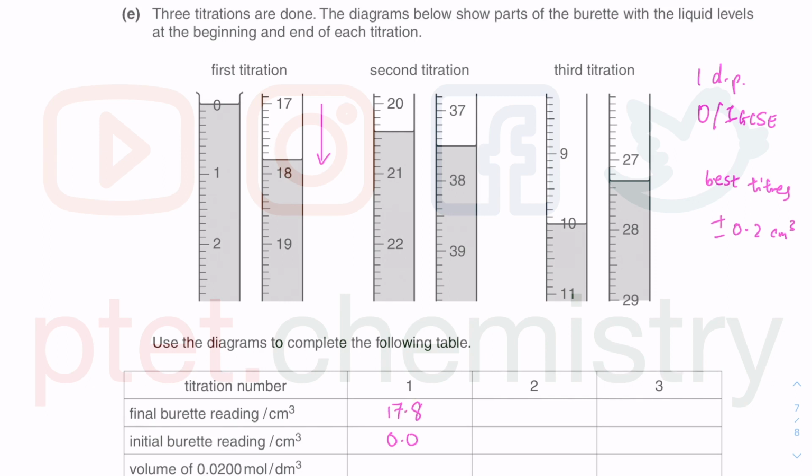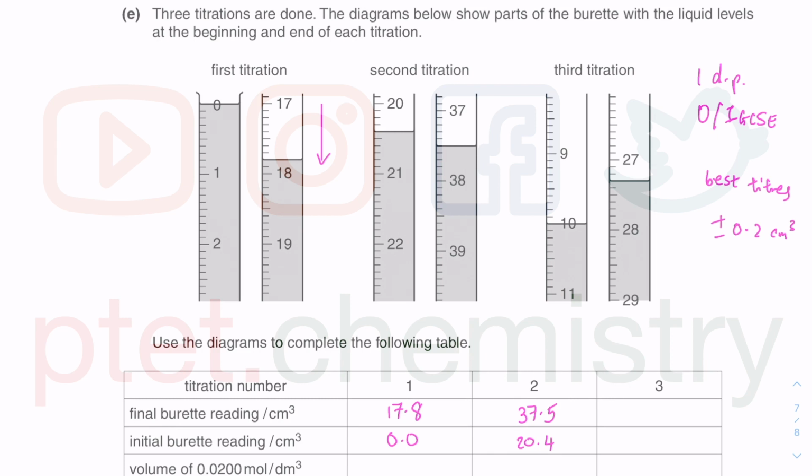On to the next one. You start from 20, 20.1, 20.2, 20.3, and 20.4, because I'm reading downwards. Oops, sorry. 20.4 is the initial volume. So be careful where you're filling in the blank. The final is 37.1, 37.2, 37.3, 37.4, and 37.5. So 37.5.